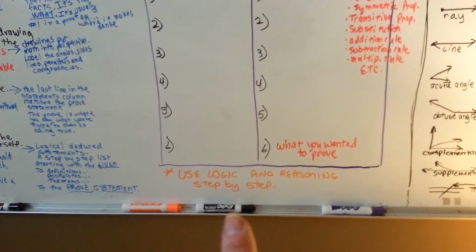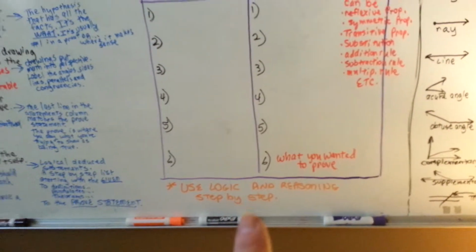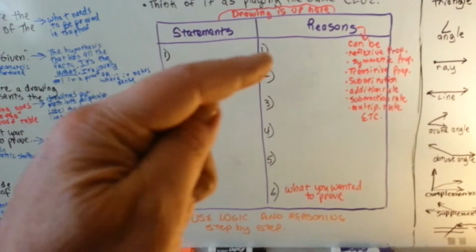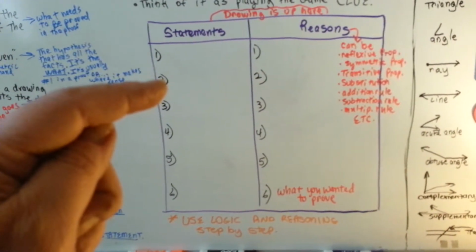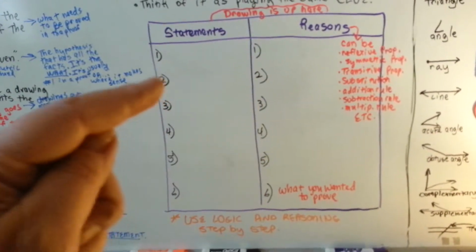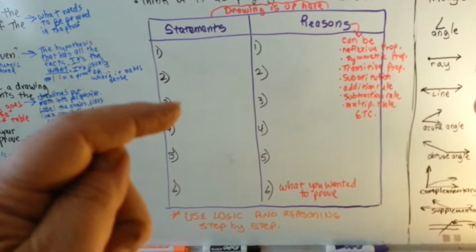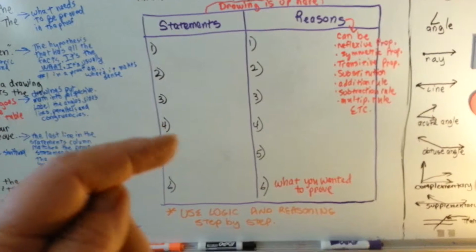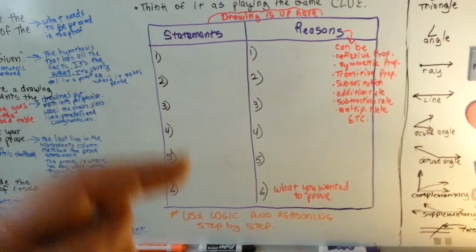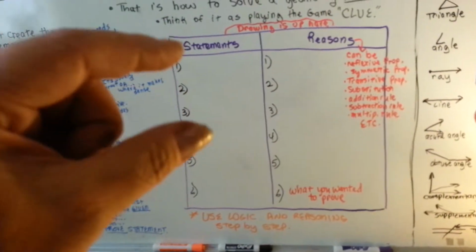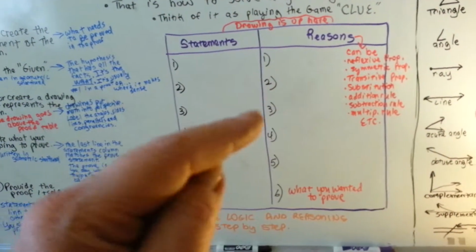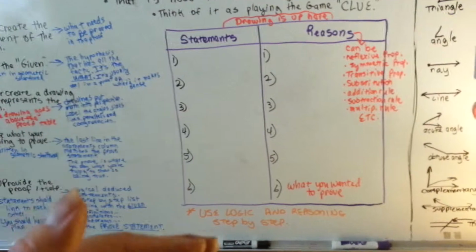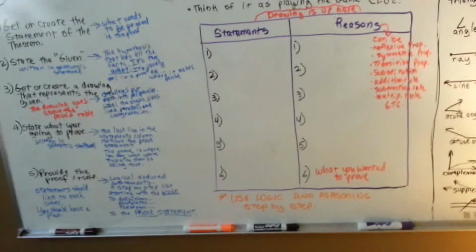You have to use logic and reasoning step by step to go from here, and then you write your reason why it's that. And then your next statement and why, your next statement and why, and the next one and why. And it could be anything from 3 statements and 3 reasons to get to the point where you've proven it, or it could be 12. It just depends on what you're trying to prove.